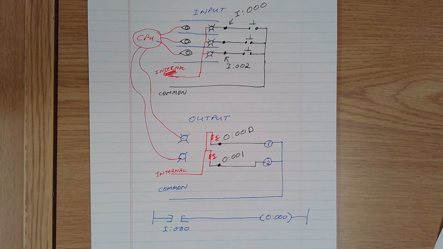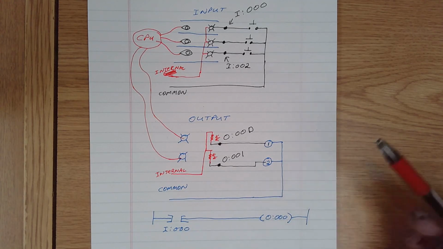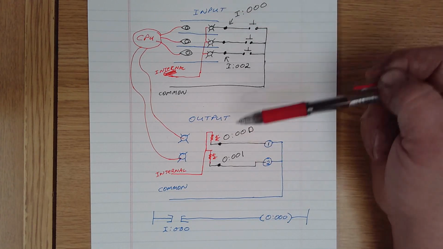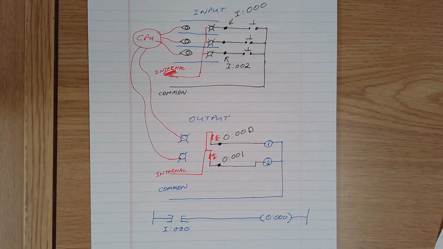If this is an expandable PLC, you could have a dozen of these and a dozen of these, or 100 of these. The amount of input cards and output cards is really quite astounding, depending on the size of your PLC itself. Both the input cards and output cards work on opto isolation.